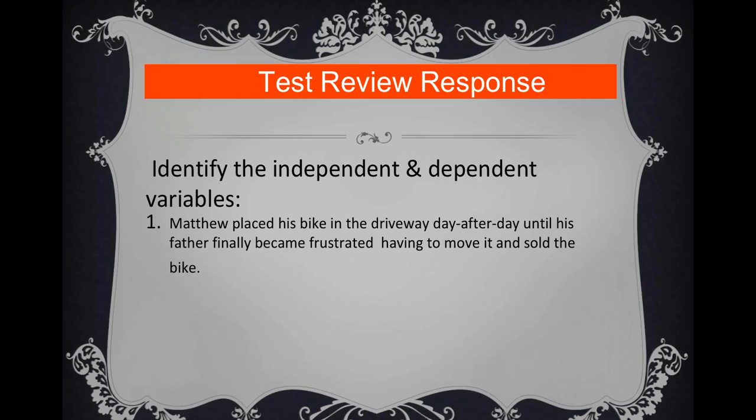Okay, so take a look at the statement. Matthew placed his bike in the driveway day after day until his father finally became frustrated in having to move it and sold the bike. If we look at that statement, the independent variable would be Matthew placing his bike in the driveway day after day. The dependent, the effect of that is that his father finally becomes frustrated and sells the bike. So father selling the bike would be the dependent variable because it's the effect of Matthew placing his bike in the driveway day after day.